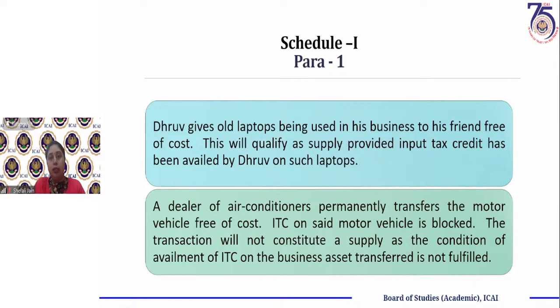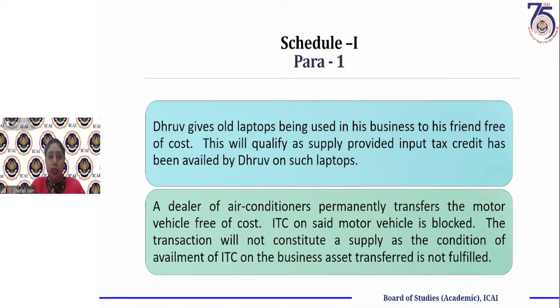The air conditioner dealer has taken that motor vehicle. Now he is transferring that motor vehicle without charging any consideration. So will it be deemed as supply? It will not be deemed as supply because ITC has not been taken. So the main condition is that ITC should have been taken on purchase of these assets.